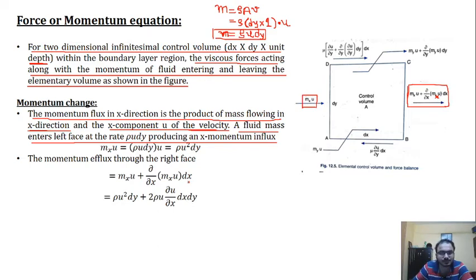So finally we are getting this formula, that is rho u square dy is as it is, already written over here, and here once we differentiate this we will be getting this. That is quite straightforward based on our standard differentiation formulas.